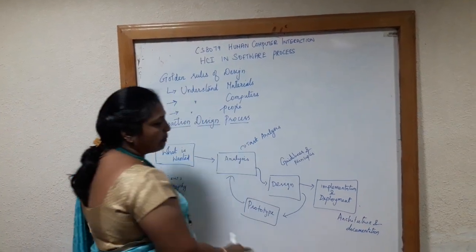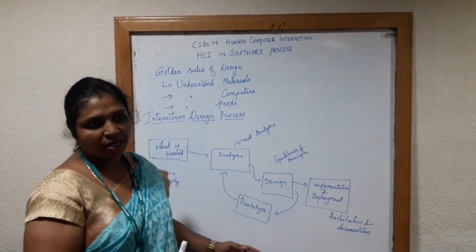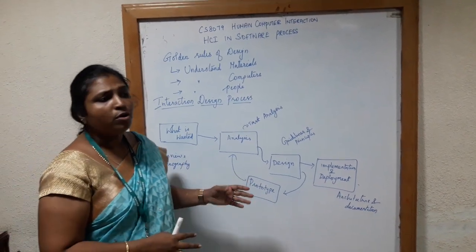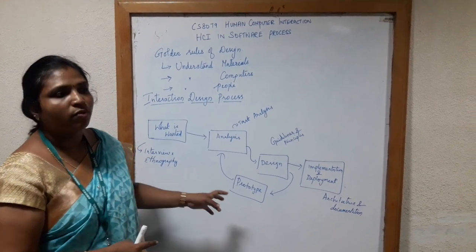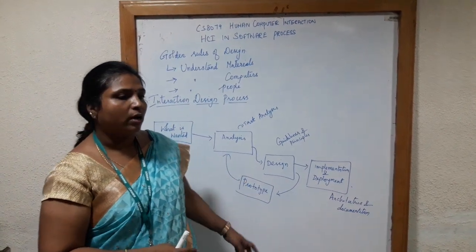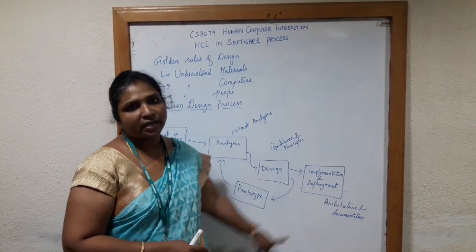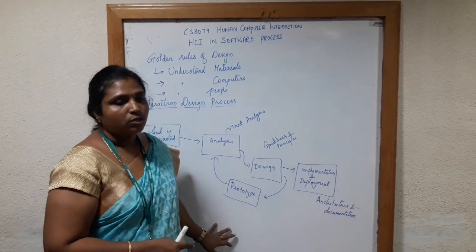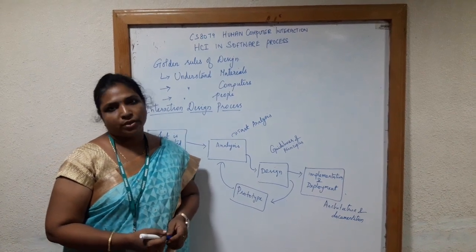Finally we go for implementation and documentation. The main purpose of documentation is that you may be working on the project today and not tomorrow, and anybody who uses your system should know what is done in the system. So documentation is very important. After implementation we create the documentation, and finally we go for deployment. We collect the feedback, and based on the feedback we fine tune it. In the next lecture we will see the activities involved in the software process.